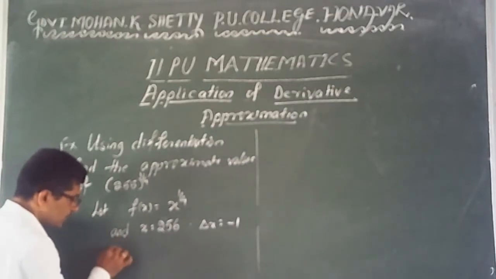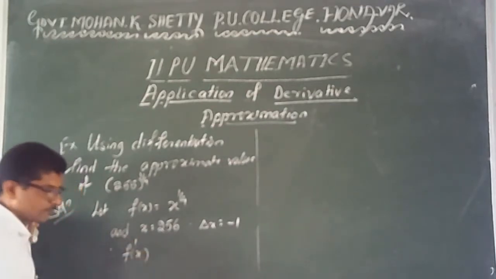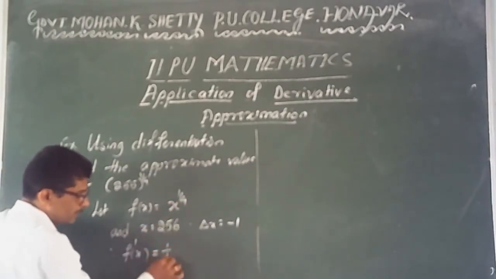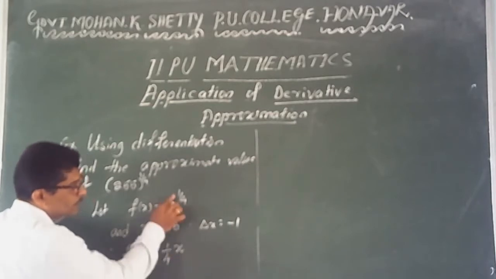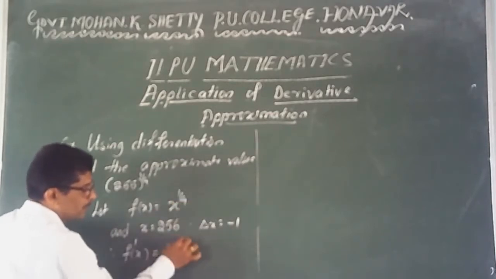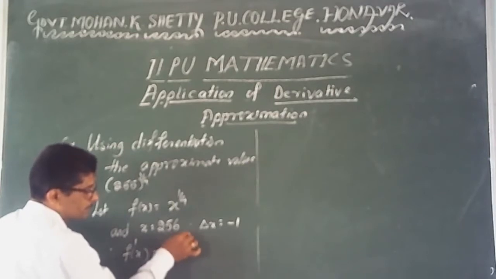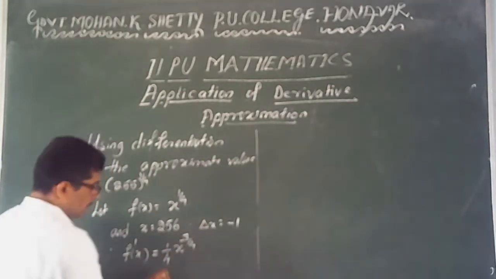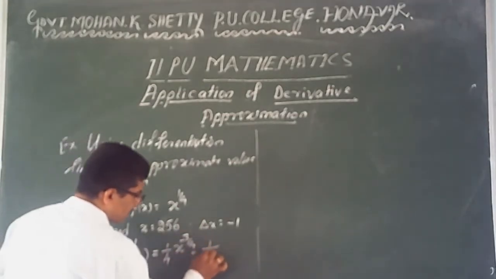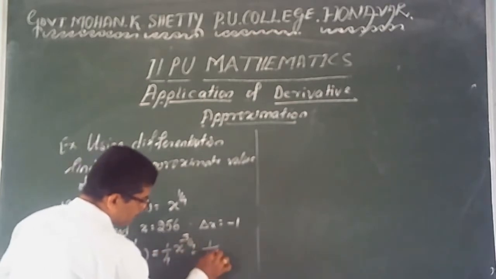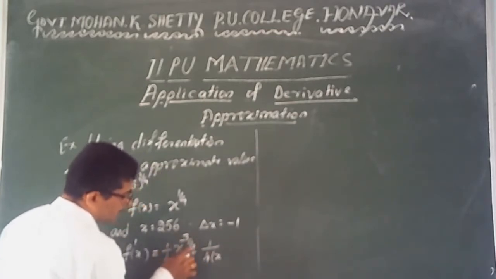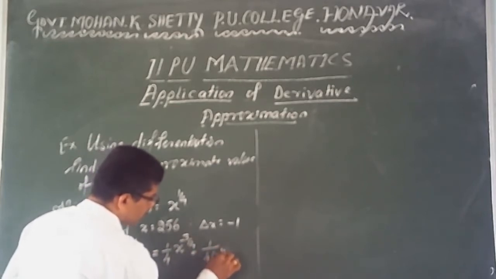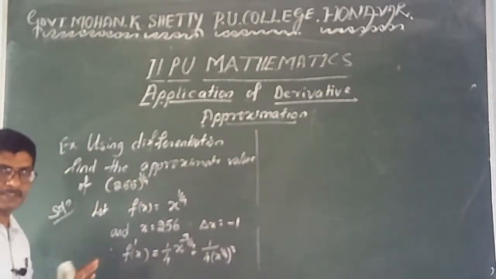And you know that the derivative of f of x with respect to x, f dash x, for the power function x raised to n, where n is 1 by 4, is 1 by 4 into x raised to n minus 1, that is 1 by 4 minus 1, which is minus 3 by 4. It is clear? Minus 3 by 4. It means its value is 1 by 4 into x to the power minus 3 by 4, meaning x to the power 1 by 4 whole cube. It's clear?